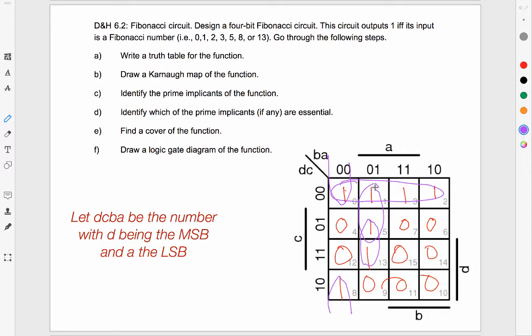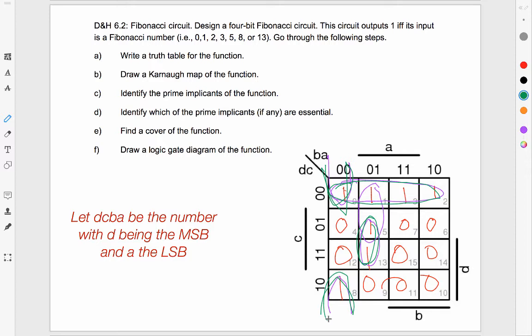How many essential are there? 3. Okay. Which one is not essential? The 1 5 one, right? So this is essential. This is essential. This is essential. The 1 5 is not essential because all the squares it's covering are covered by something else already. So it's not the sole one covering that.